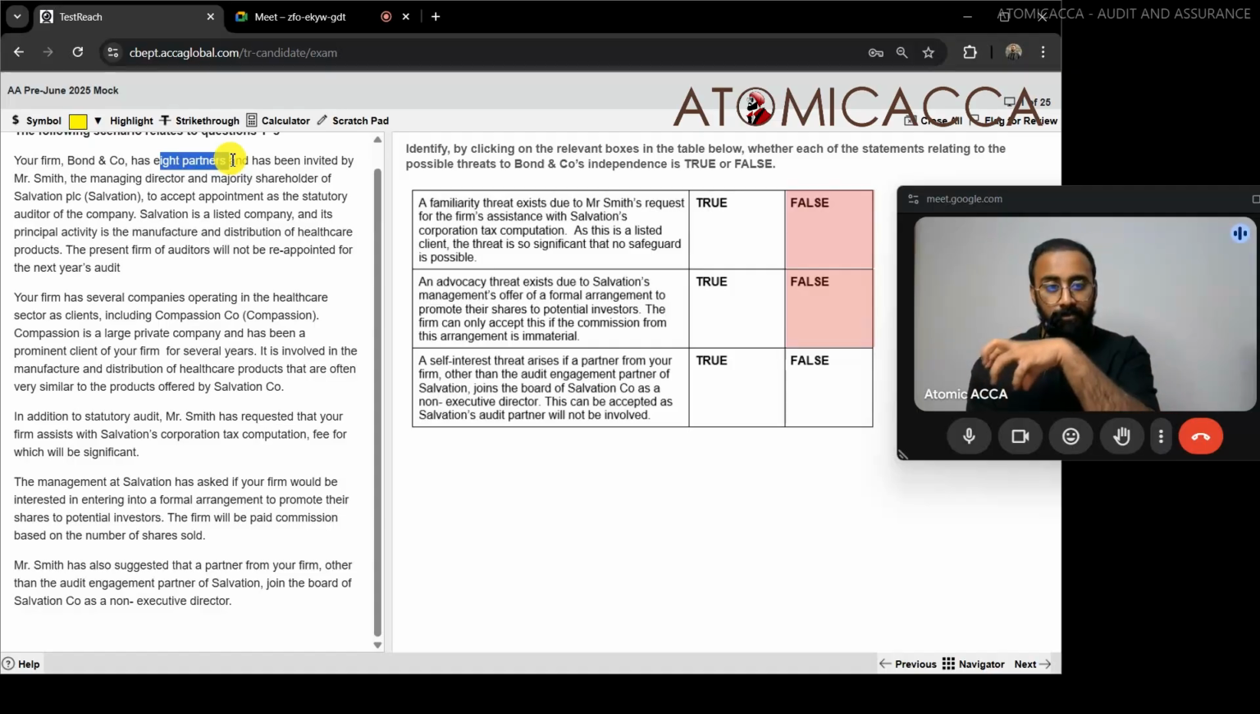Plus, audit firm's member is not going and doing some minor services in the client company. They are being part of the whole management level, like the board of directors. So he is becoming the NED. That is also not acceptable. So this also becomes false. So our first question is done. Let's move to next one.